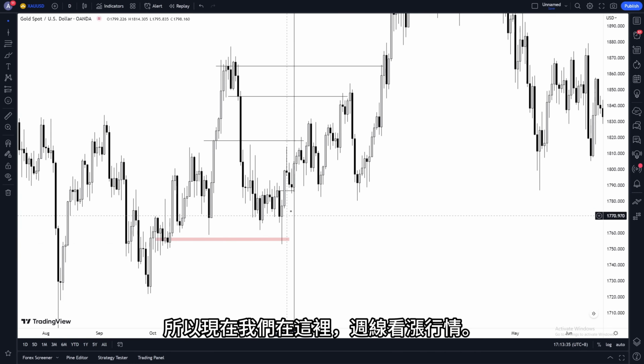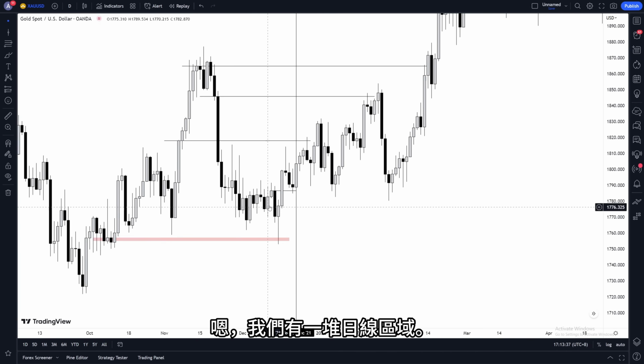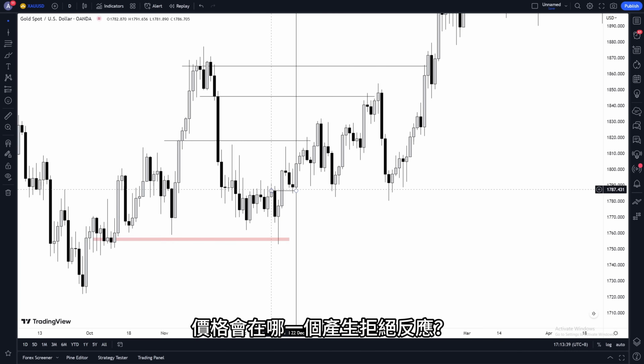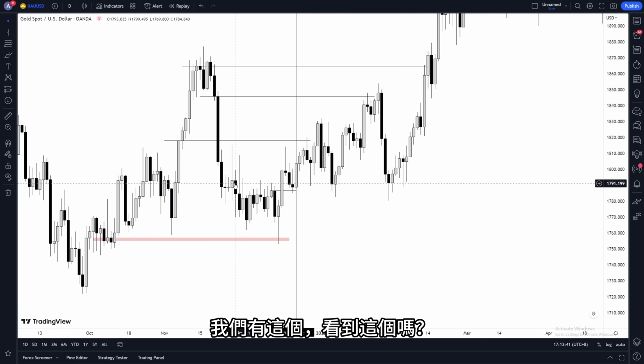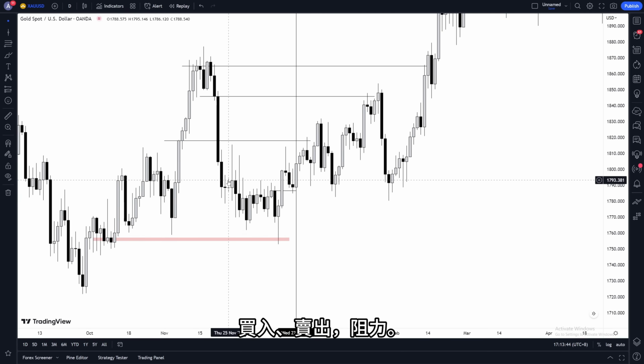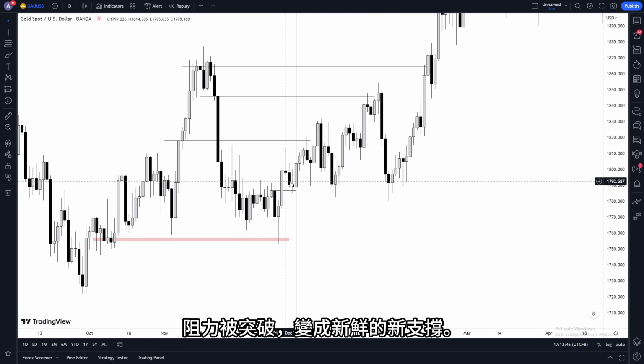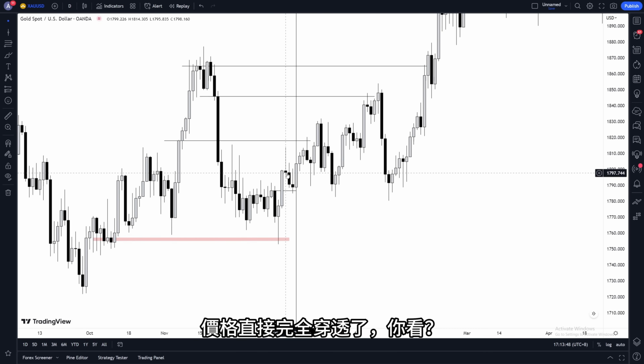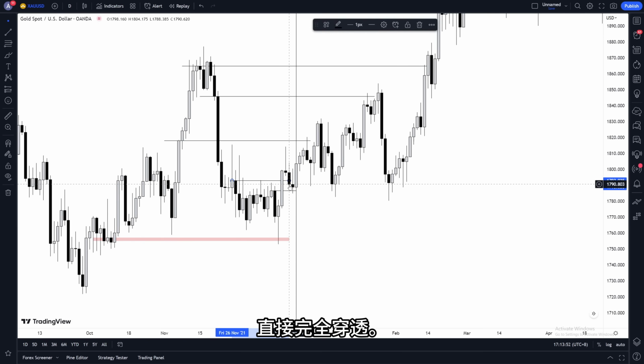So now we have over here weekly bullish storyline. How do we play intra? Well, we have ourselves a bunch of daily zones. Which one is price going to reject from? We had this one. See this one? Buy, sell, resistance. Resistance breaks, becomes a fresh new support. But price isn't rejected. Price just completely breaks through, you see? See this black candle? Just completely breaks through.